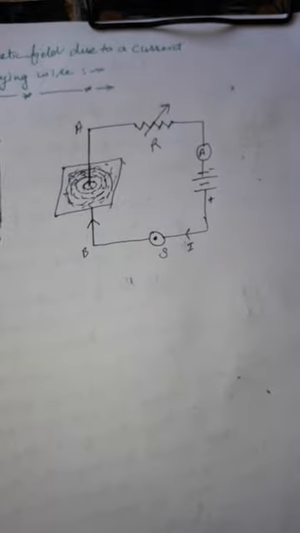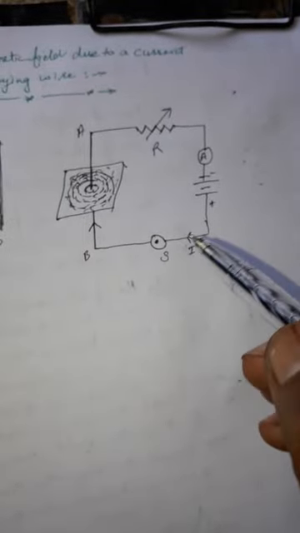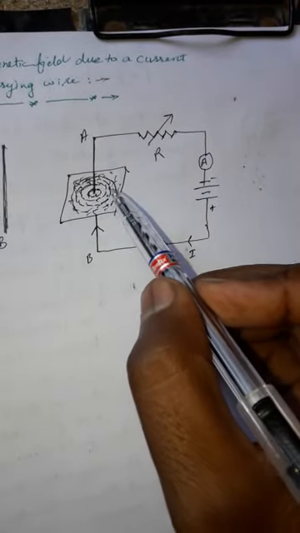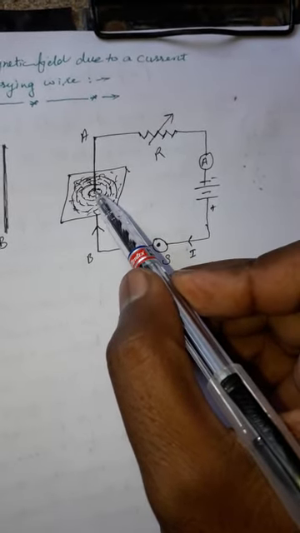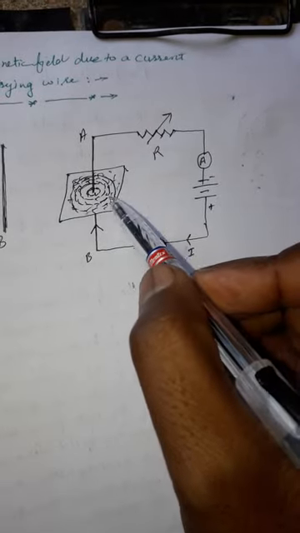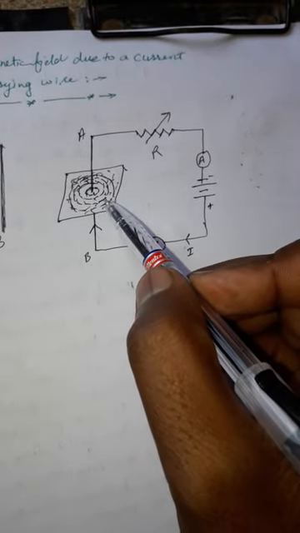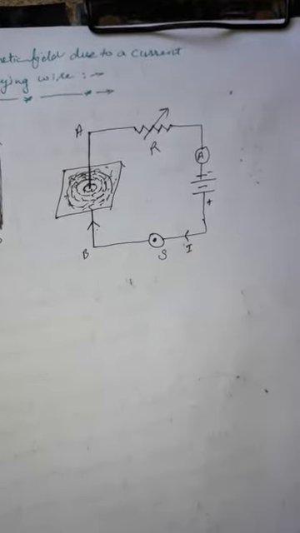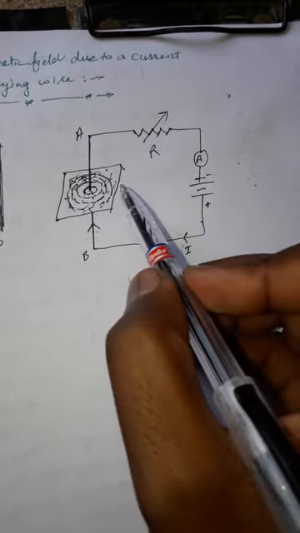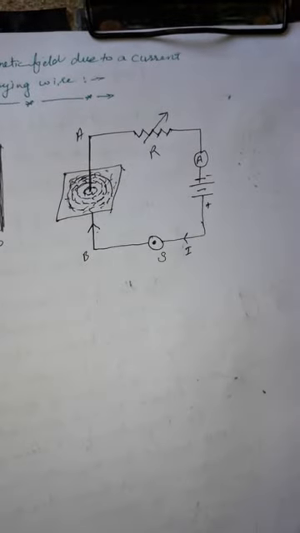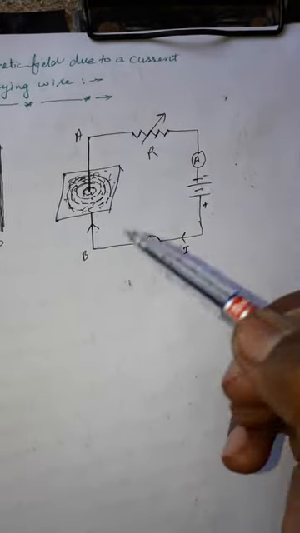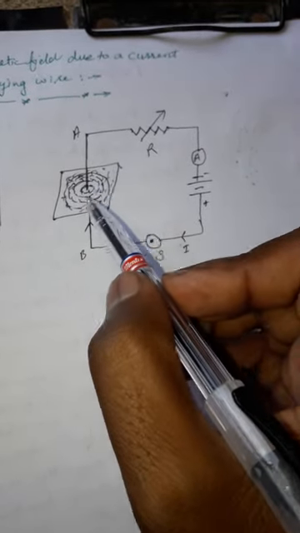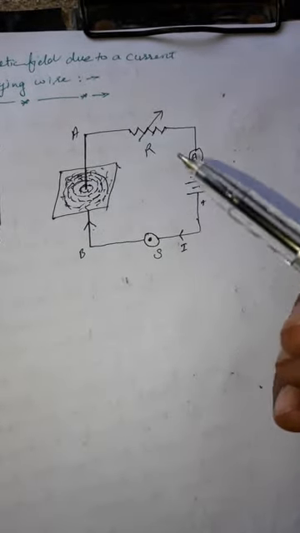Okay, so we observe the iron filings arrange themselves in concentric circles having the same center, that is the wire itself. So why do these iron filings arrange themselves? Because of the production of magnetic field around this wire. Okay, so this demonstration or experiment concludes the magnetic field, or we can say the magnetic effect of electric current.